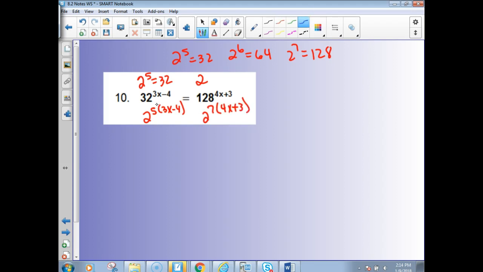All right, I'm going to distribute. I got 15x minus 20 equals 28x plus 12. No, excuse me, I messed up. 28x plus 21.